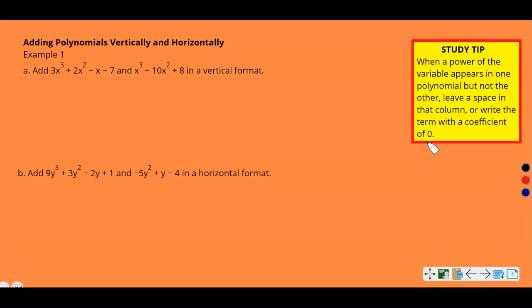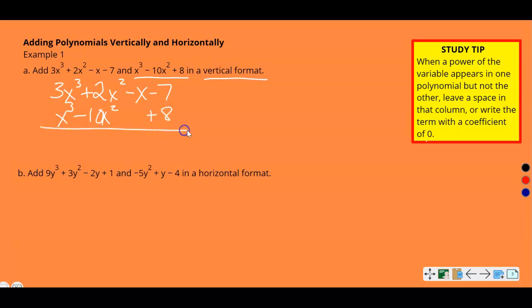All right, so let's first look. The first one says add using the vertical format. So I'm going to have 3x cubed plus 2x squared minus x minus 7. All right, and I'm going to add that to x cubed minus 10x squared. There's no x term, so I'm going to leave a space like it says, and then I'm going to add 8. All right. So this is called the vertical format because you're going to add straight down.